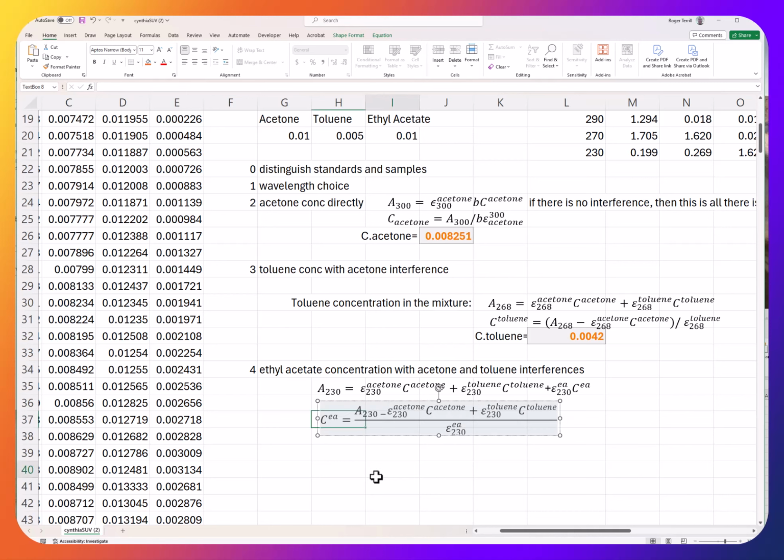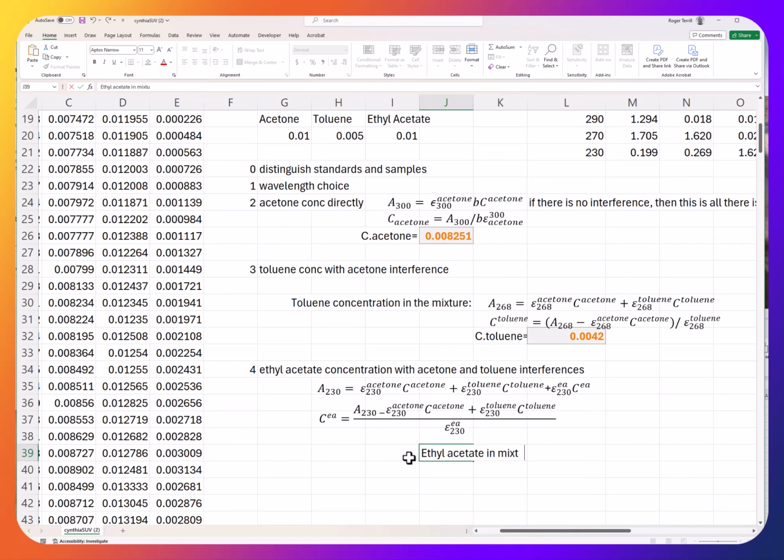So let's just double check me here. It's concentration of ethyl acetate. It's going to be absorbance minus all that divided by that. Yep, that makes sense. So let me just see here. Right, justify that.